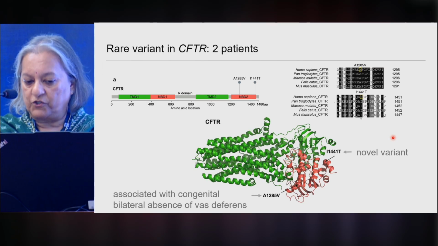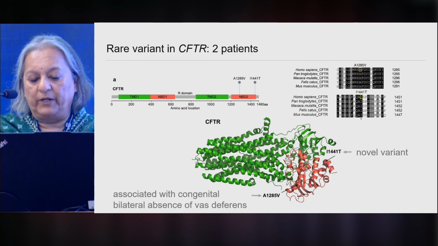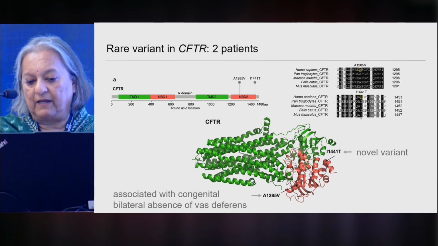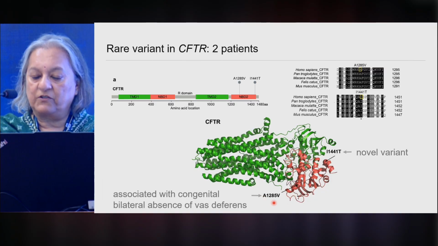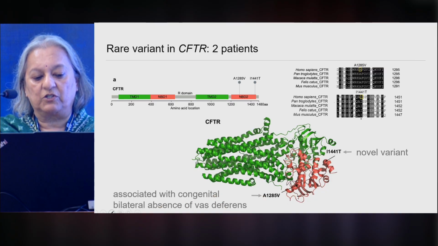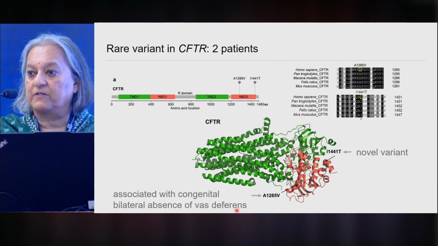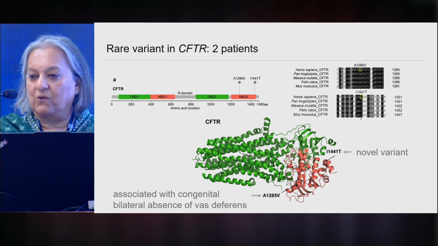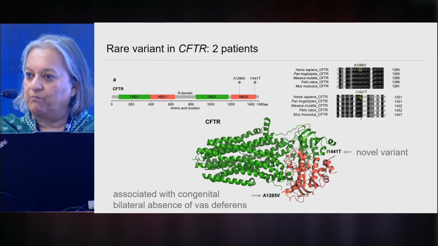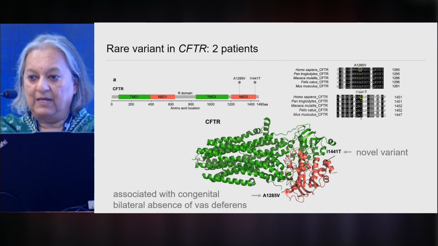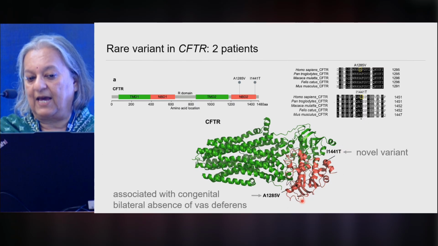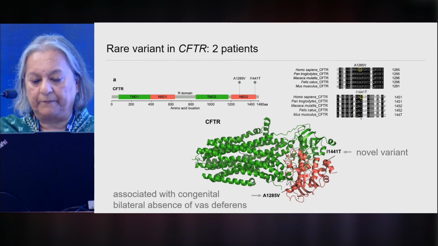If we look at the crystal structure of CFTR, we can see that the variant is here in the nucleotide binding domain. The novel variant is here. Some of the patients had a second variant, and this interestingly has been associated with congenital bilateral absence of vas deferens in an Indian patient. So we all know that CFTR is important in epididymal function as well, and therefore one of these patients had these two mutations together.